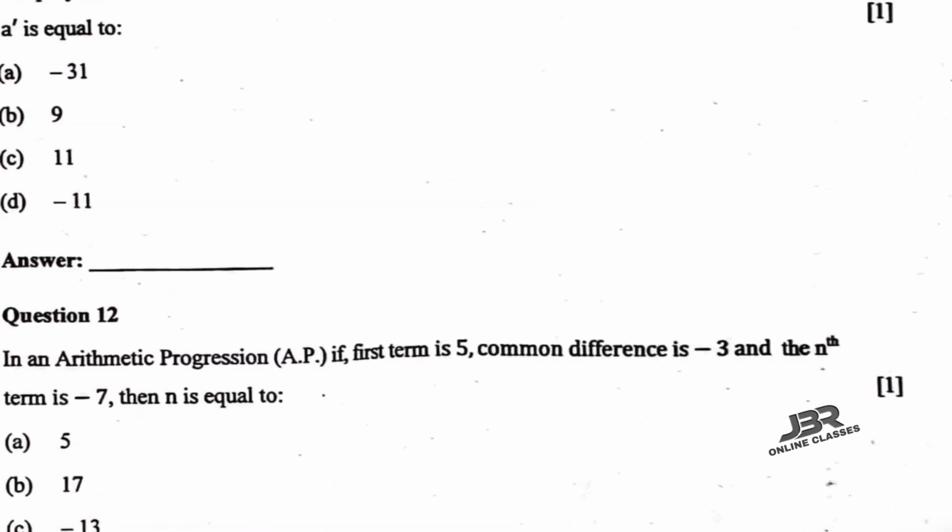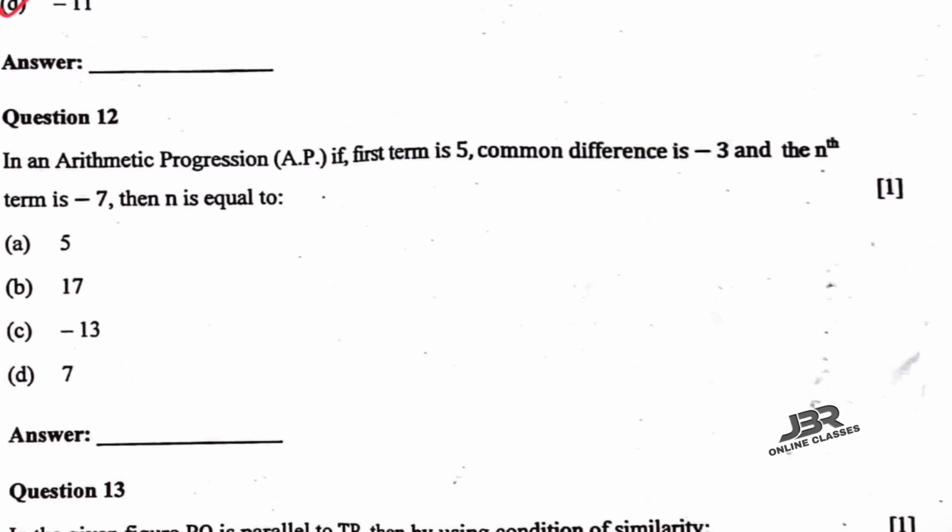The polynomial x cube minus 2x square plus ax plus 12, when divided by x plus 1, gives a remainder 20. Then a is equal to, so here your answer is minus 11. Minus 11 is your answer.